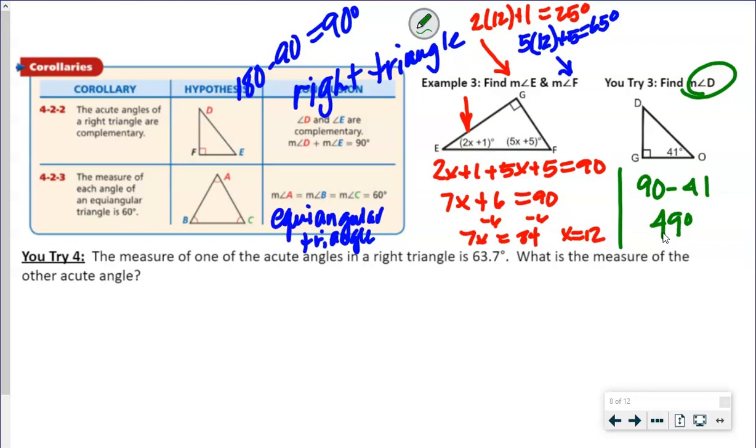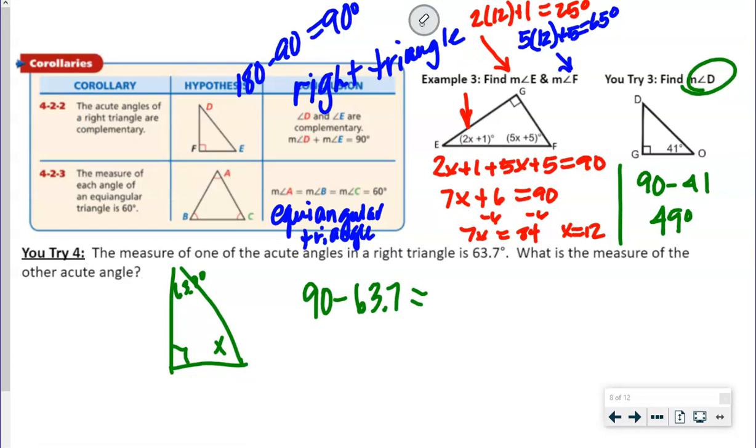So if it helps you to draw this, then do it, okay? So that means that we got a right angle right there, right? And then one of these is 63.7, and we're trying to find that one, right? So isn't that what we just did? So we're just going to go 90 minus 63.7, and that's going to be 26.3, okay?